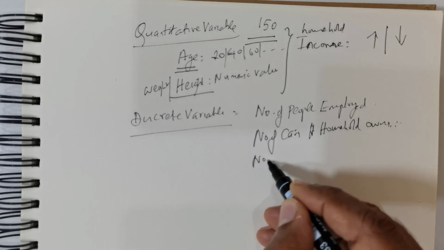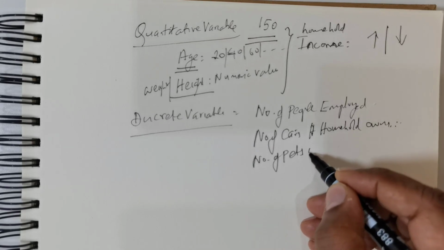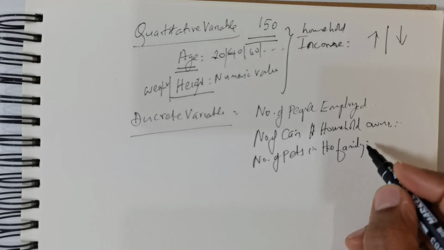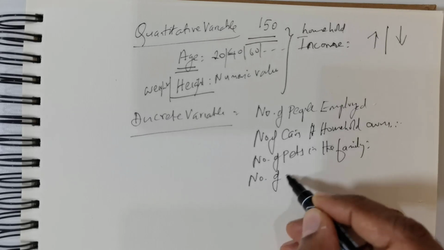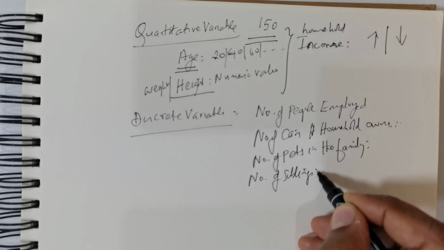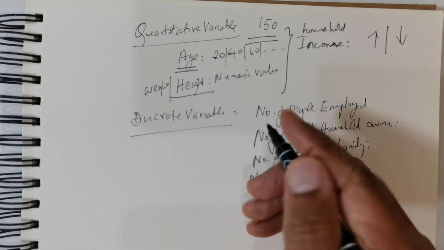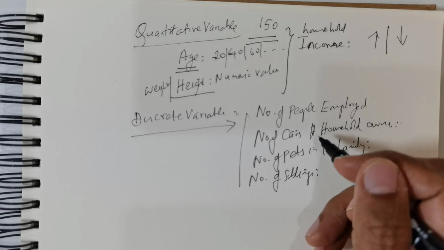Or the number of pets. Do they have pets in the family? Pets are very important. And do these people have siblings? So the number of siblings, because are they part of a large family? So this is a discrete variable illustration. There is a nice illustration for discrete variable.